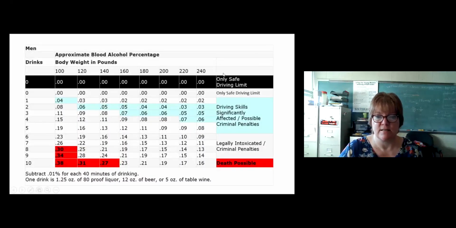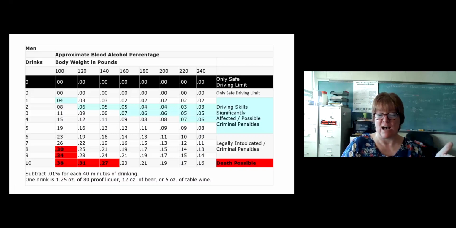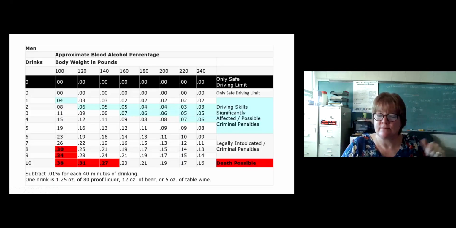This is another version, and this is basically what we're going to be working off of. The idea is that I have to subtract for each 40 minutes of drinking. If we have an average burn-off rate of 0.015 per hour, and I back that off to 40 minutes, it's 0.01. So this is the burn-off rate. The idea is that as I'm drinking, my body has started eliminating.